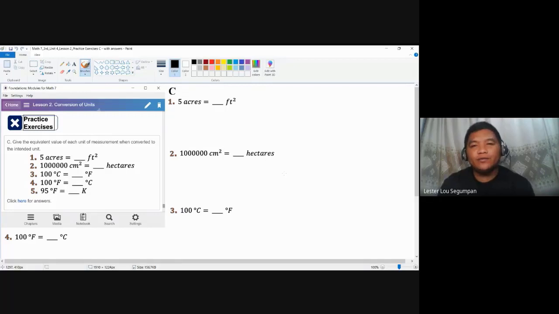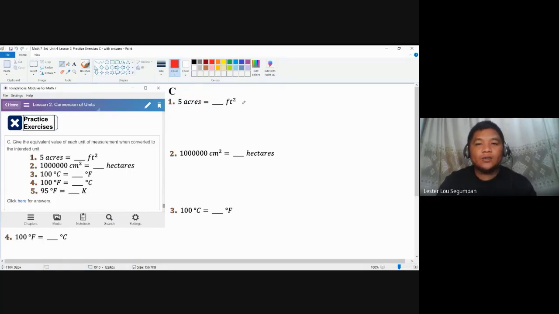We are still going to convert units of measurement, but specifically for the measurement of area and temperature. Don't get me wrong, area is not the same as solving for the area of a plane figure you've learned during elementary years. Here, we're just going to convert units of area from one to another. That is actually covered by items 1 and 2. Let's start. Item number 1 is concerned with converting acres to square feet.